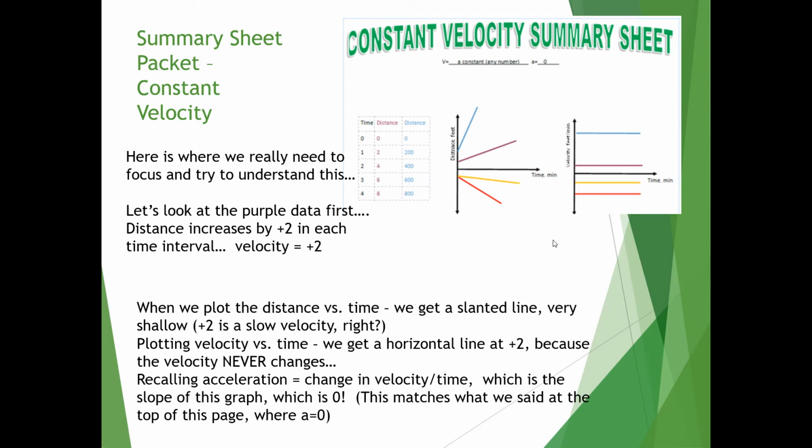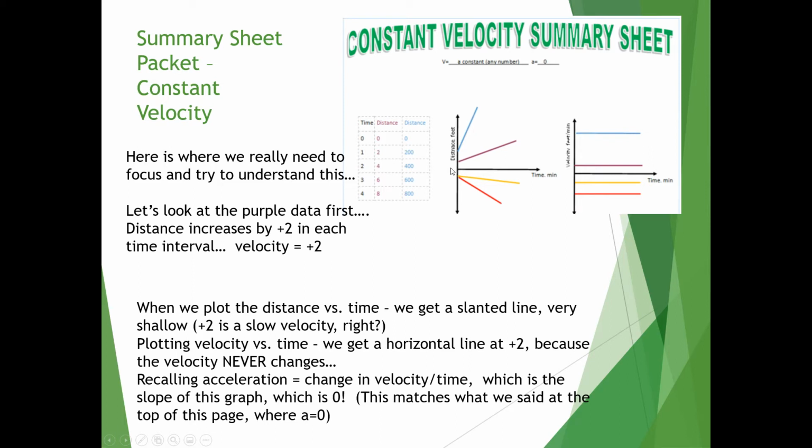So this is one part where you're really going to need to focus and try not to rush through it. So I want to consider the purple data first. So the distance increases by +2 in each time interval. The distance goes up by 2. And that means, just like what we were doing with the data, 2 minus 0 divided by the time is going to be the speed. Remember, speed equals distance divided by time. So that is going to be that our velocity is equal to +2.